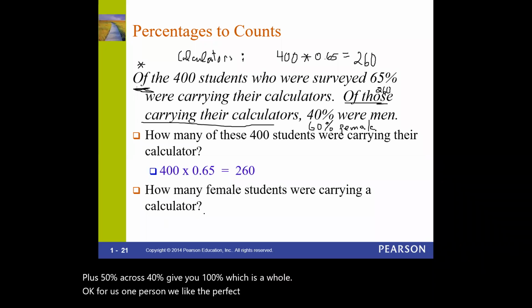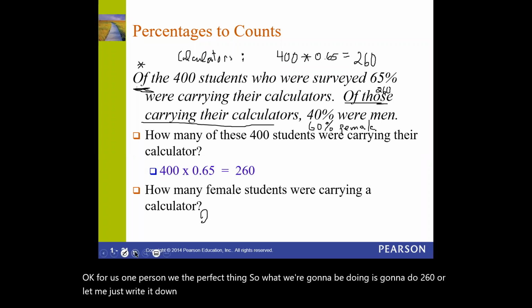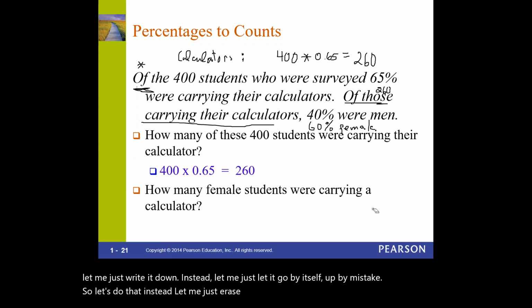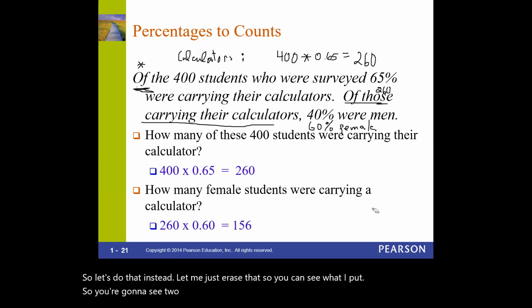So what we're going to be doing is 260. Or let me just write it down instead. Let me just erase that so you can see what I put. So you're going to say 260 times 0.60, that'll give you 156.